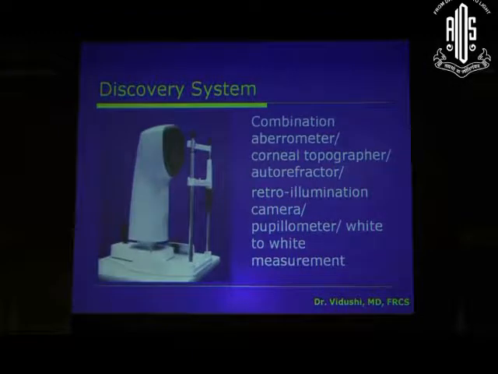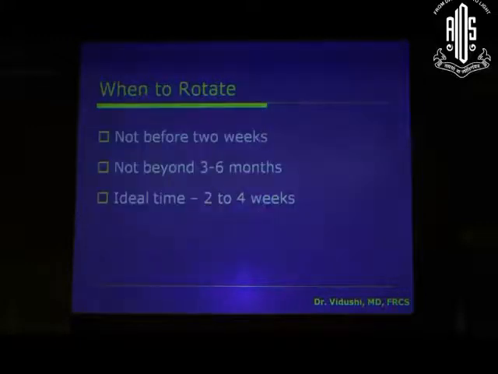So this Discovery system is a combination of aberrometer, corneal topographer, autorefractor, retroillumination camera, and pupillometer, and there are many such machines which are coming up with these multifunctions now.